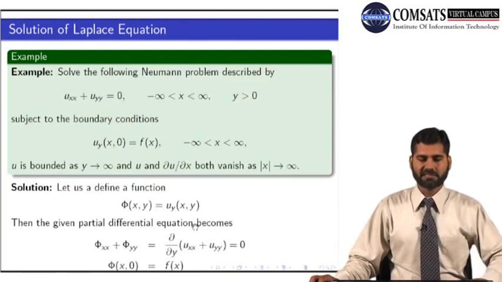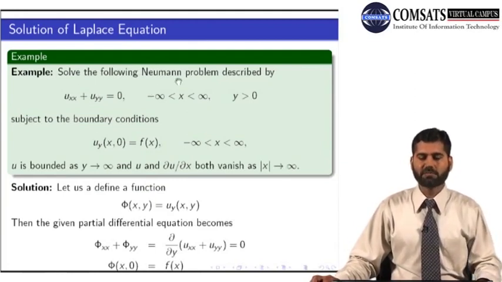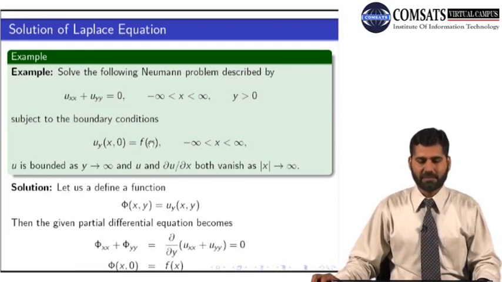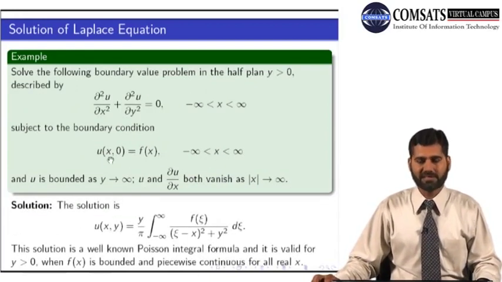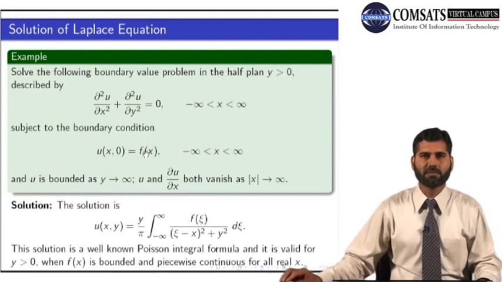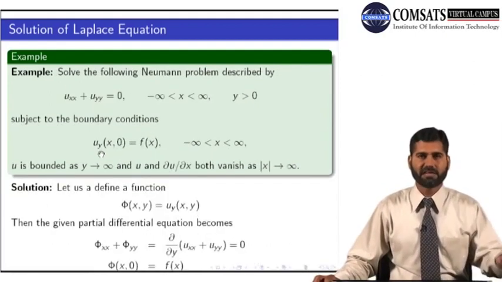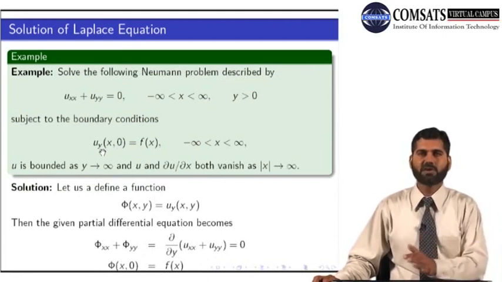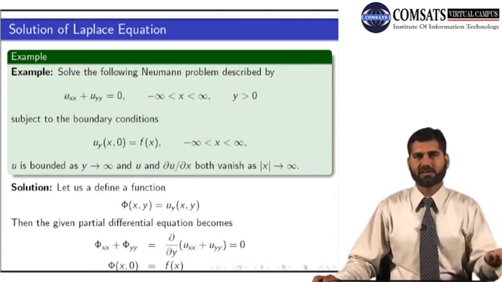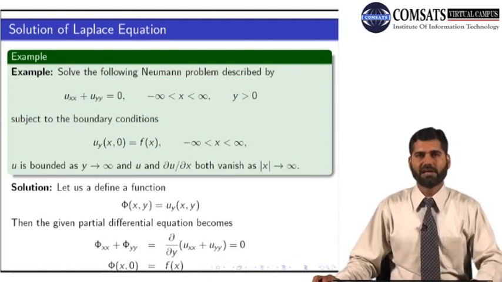Let's see another Laplace equation. Solve the following Neumann problem described by the same equation in the half plane, but the condition is replaced by u y of x, 0 is equal to f of x. In the previous example, it was u of x, 0 is equal to f of x, the Dirichlet problem. In the Neumann problem, you replace the condition with the derivative. Now u of x, 0 is not f of x, rather u y of x, 0 is equal to f of x.